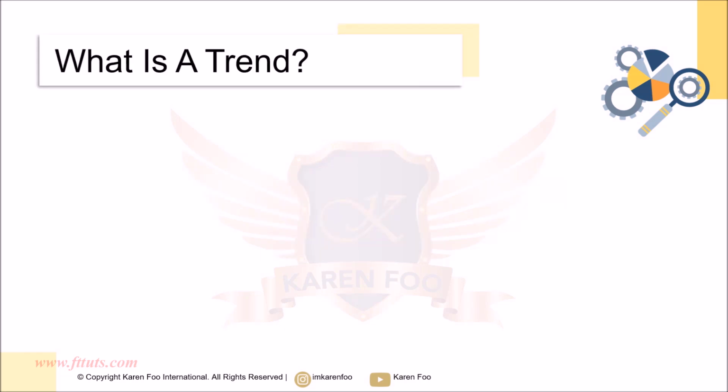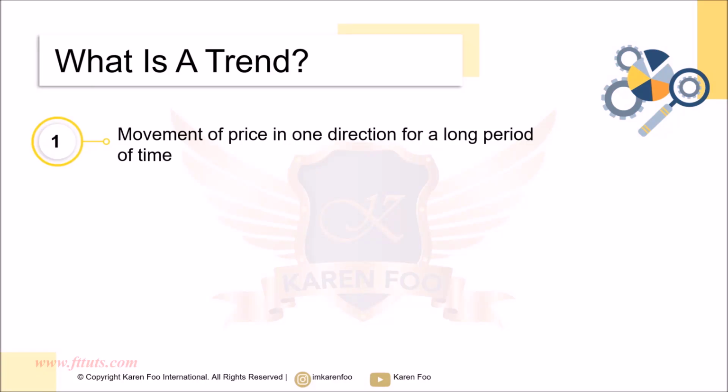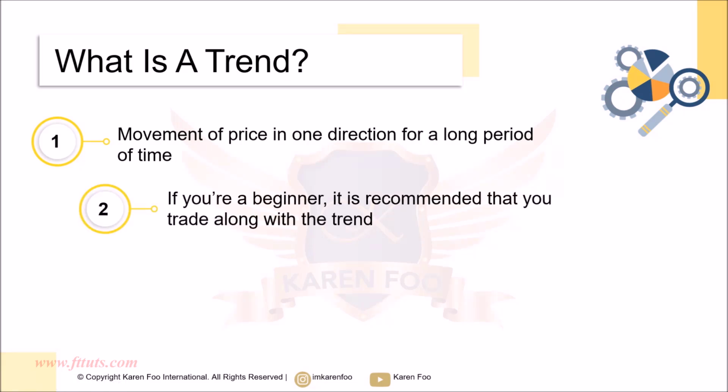So basically, what is a trend? A trend is a movement of price in one direction for a long period of time, and if you're a beginner, it is recommended that you trade along with the trend. Only when you become more experienced should you trade against the trend, because that requires a lot more skills to pick tops and bottoms.